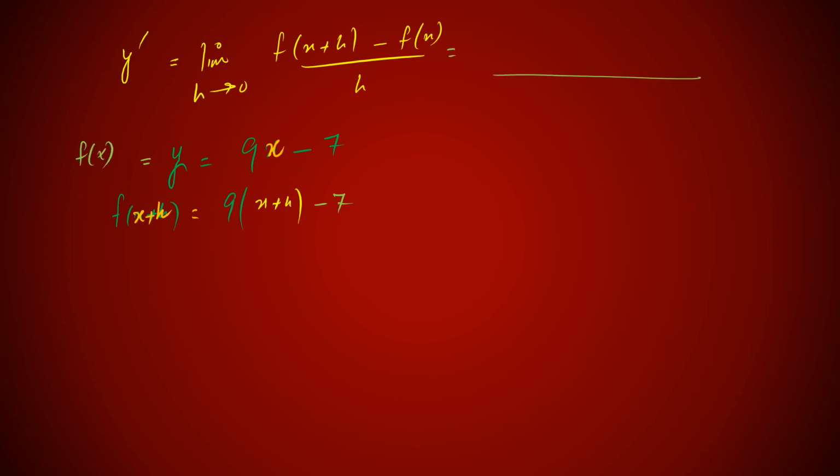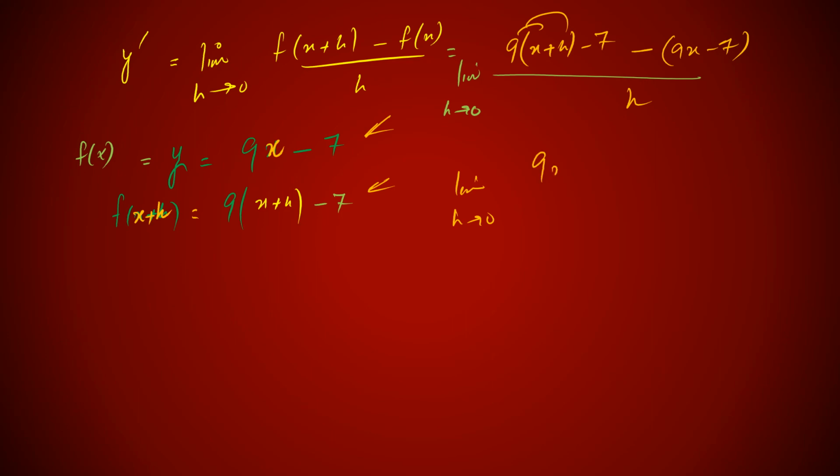Now replace all the values in the formula. So we will write the limit as h approaches 0 of f of x plus h, look here, this is your f of x plus h, that is 9 bracket x plus h minus 7. Minus f of x, which means the question. Don't forget to write the question within the bracket, over h. Now open the bracket. Don't forget to write the limits. So it will give you 9x plus 9 times h, 9h, minus 7. Open the bracket with the negative sign. You will get negative 9x, negative times negative gives positive 7.